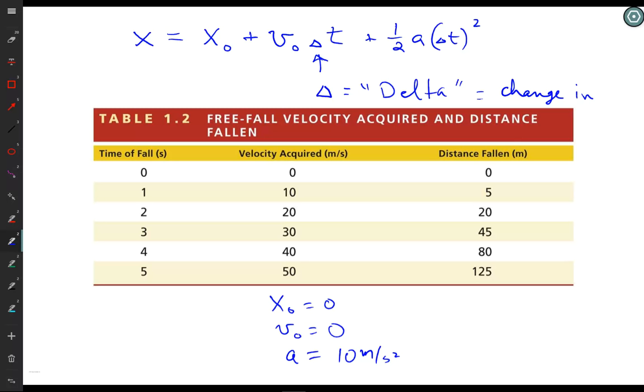So at 0 seconds, that's 0 clearly. 1 second, 5 times 1 squared is 5. 2 seconds, 5 times 2 squared is 5 times 4, which is 20. 3 seconds, it's going to be 5 times 9, it's 45, and so on.